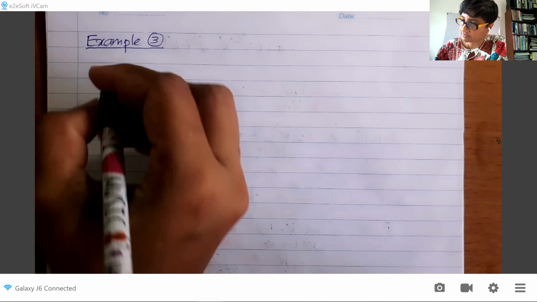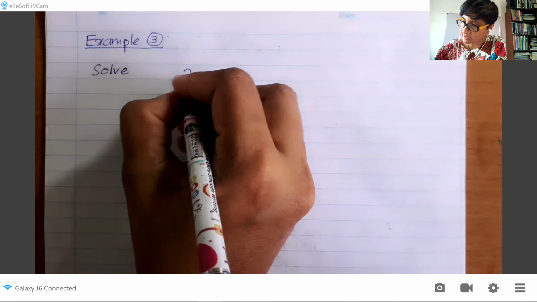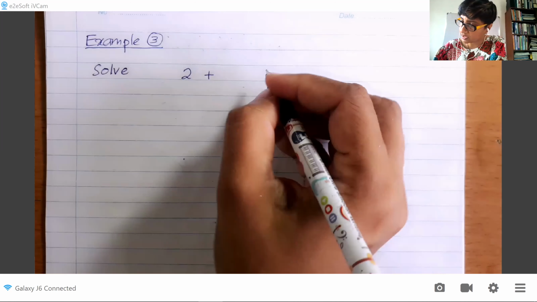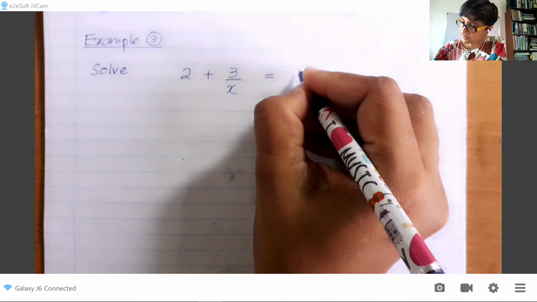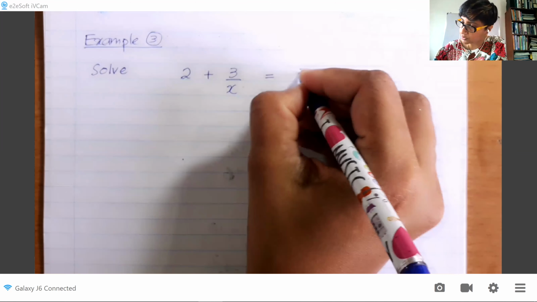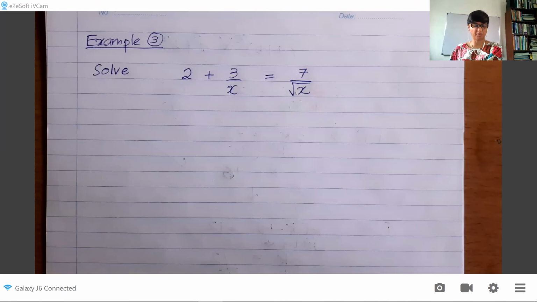You have to solve 2 plus 3 over x is equal to 7 over root x. Now both your x's are in denominators of 2 terms, right? Now, does this look like a quadratic?